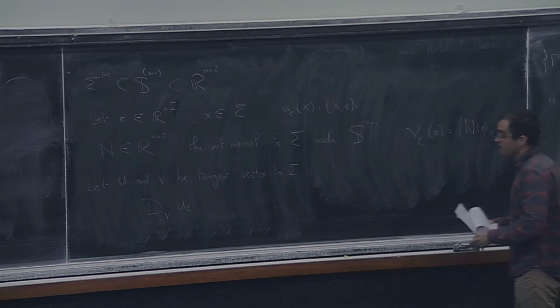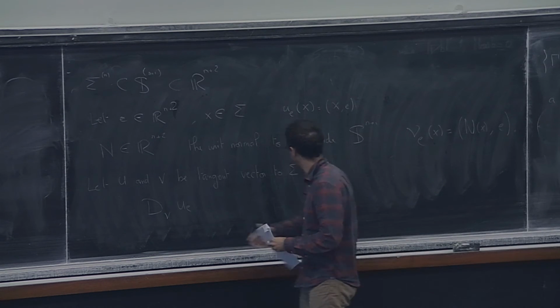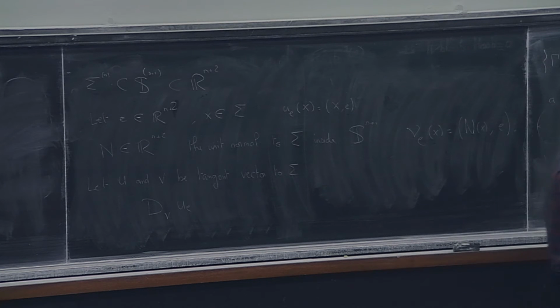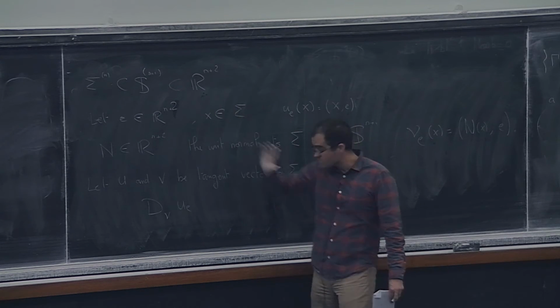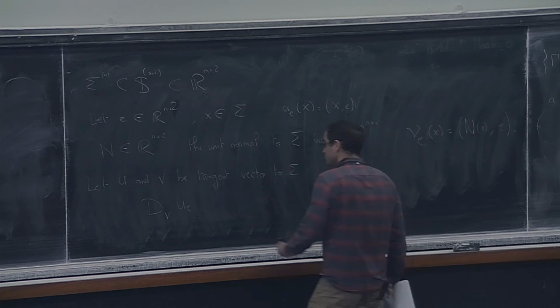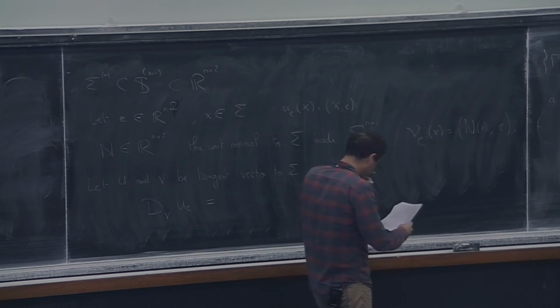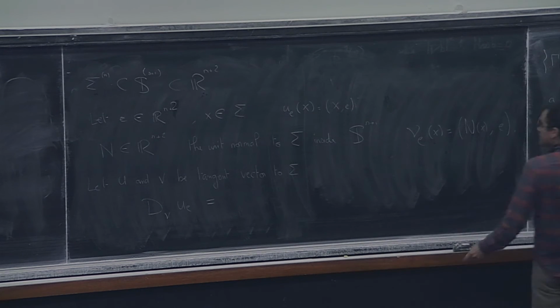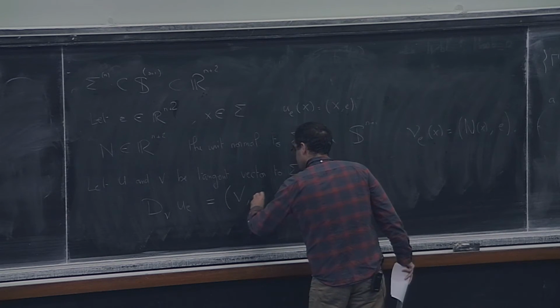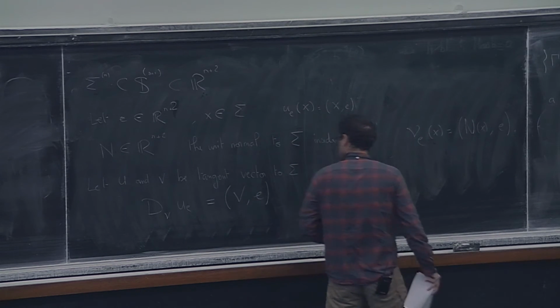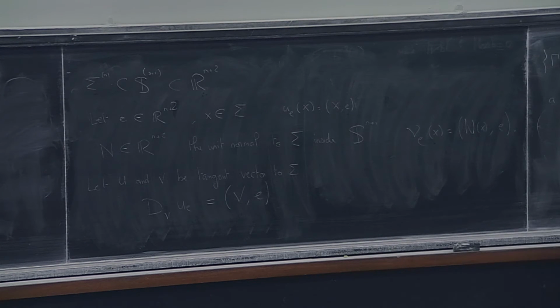So let me recall that D is the connection, in fact just the differentiation inside this Euclidean space. Okay? So you want to compute this. It's quite easy. It's just the scalar product of v with e.